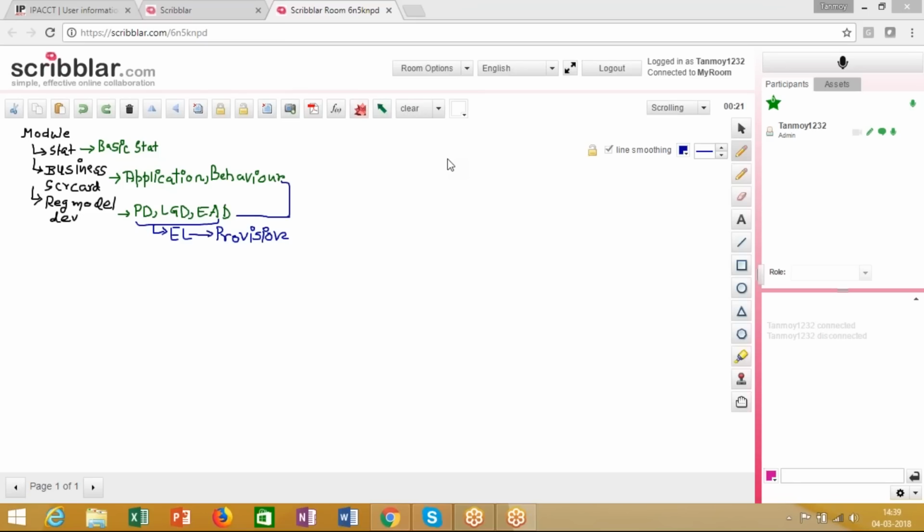However, yes, we are working towards R, and we are trying to replicate this model on R as well. But that is going to take a good year's time to do. So as of now, the only implementation platform on which I am delivering this module is SAS. Clear?